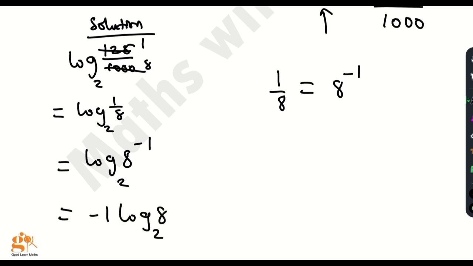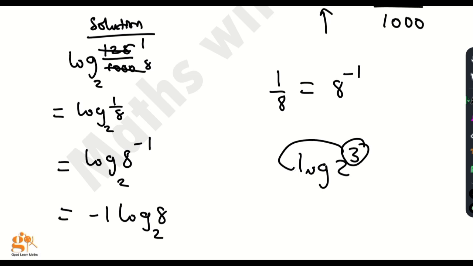Now you ask yourself again, how many times will I multiply 2 by itself to give me 8? 3 times. I already gave you another way of doing this, okay? You can even write this 8 here as 2 raised to the power of 3. And then you move 3 and use it to multiply the logarithm.